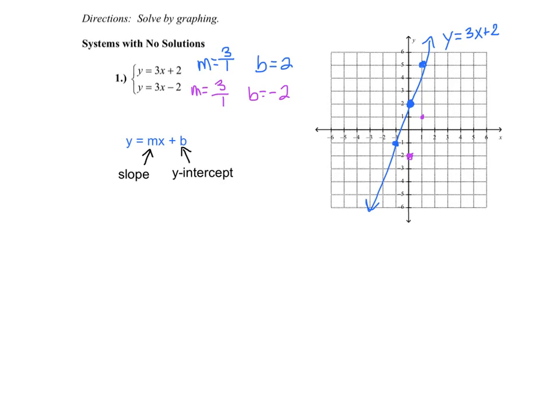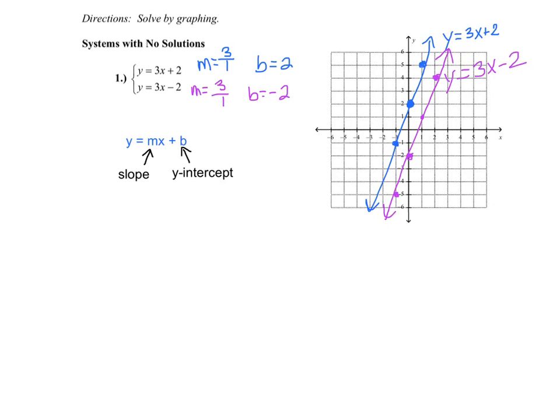Let's do that again. Up 3, 1, 2, 3, and to the right 1. It's a positive slope. If you go down 3, 1, 2, 3, you go to the left 1. Now make your line and label it y = 3x - 2.